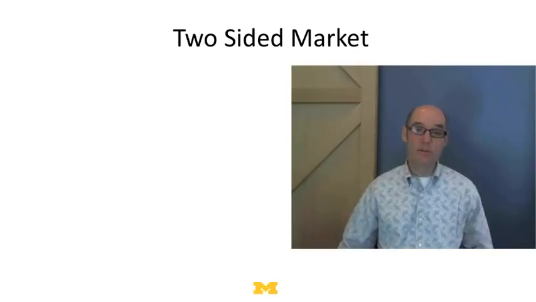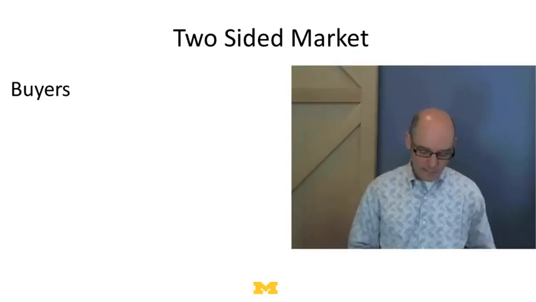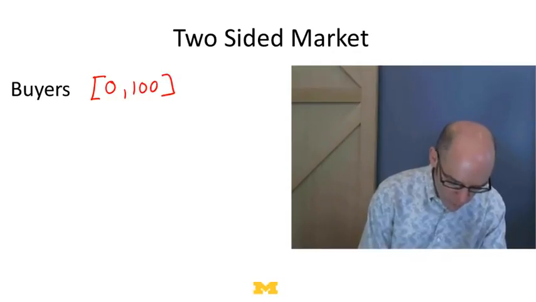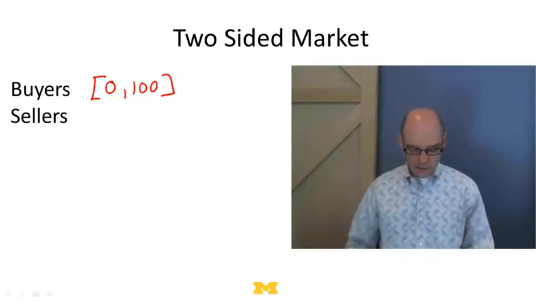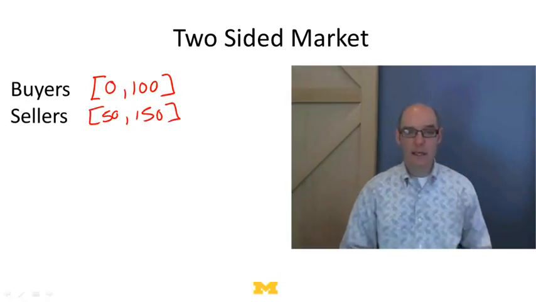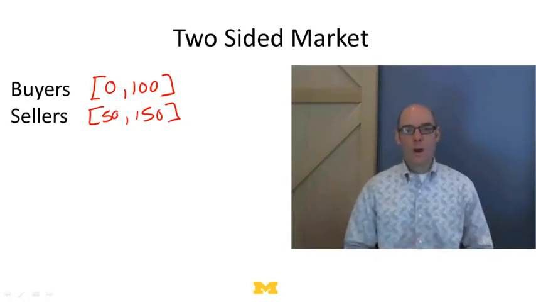So let's get started. Two-sided market. What is a two-sided market? Well, a two-sided market has a group of buyers, and these are people who want to buy some good. And let's suppose, just for the sake of argument, that these buyers in this setting have values between $0 and $100. That means they're willing to pay somewhere between $0 and $100 for this good. Now, in addition to the buyers, there are some sellers, and let's suppose the sellers are willing to sell for between $50 and $150.